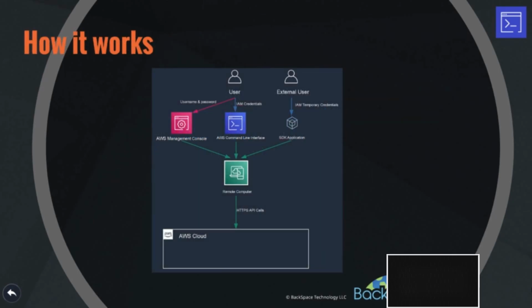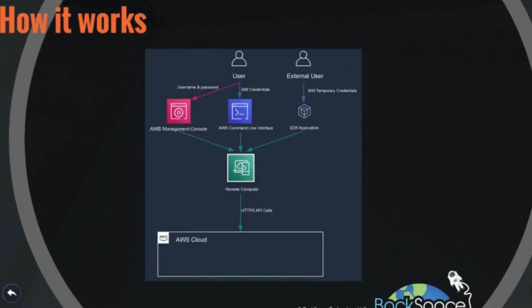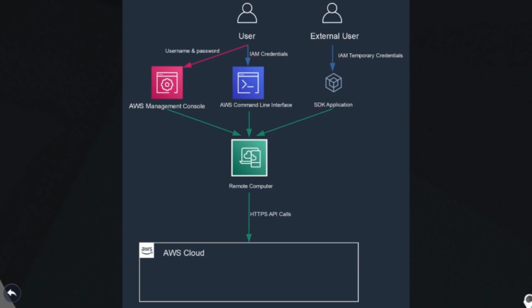A picture tells 1,000 words. So how does this all work? Down the bottom there, we've got our AWS cloud that we want to connect to using our remote computer. And so that remote computer will be sending HTTPS API calls to the AWS cloud to get information from that AWS cloud and to issue instructions to the AWS services.